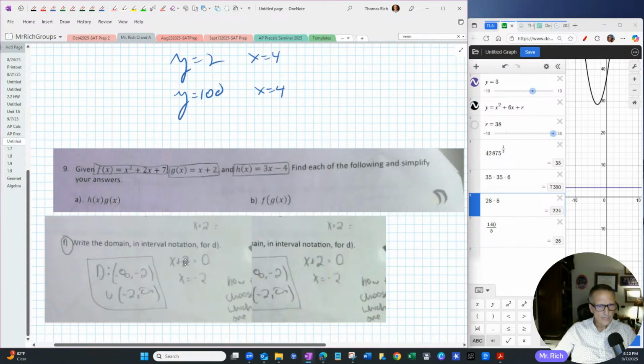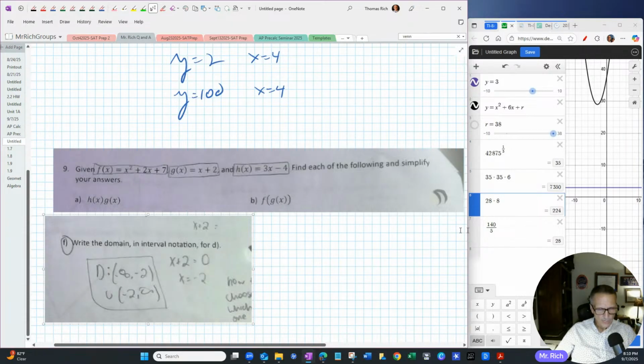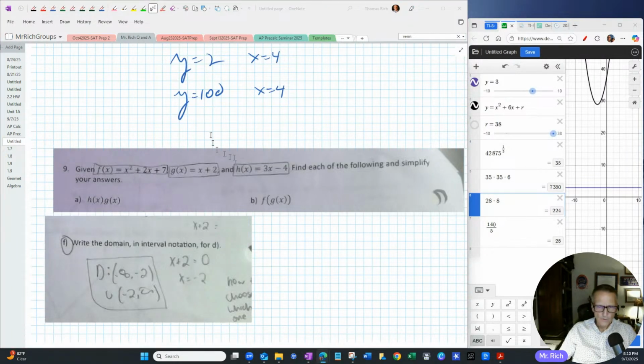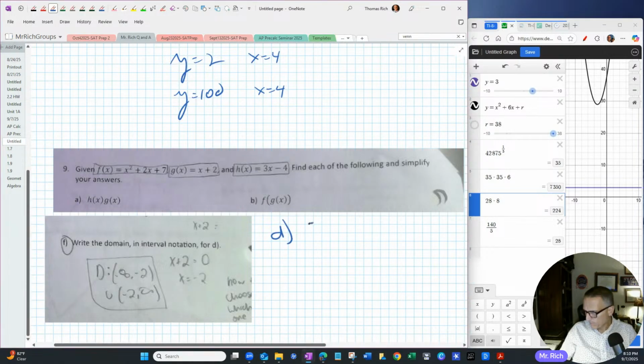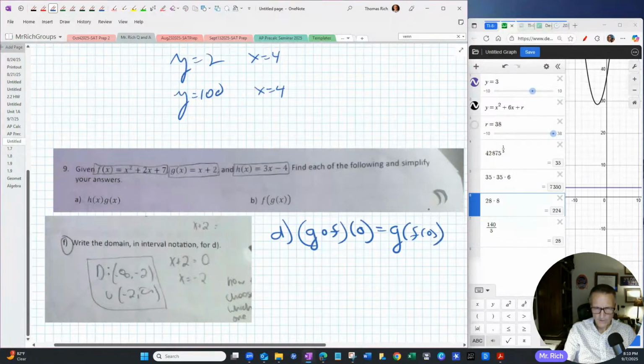It says to write the domain in interval notation for part D. Part D of this problem was g composition f of 0. On part D, the student did find this is equal to g of f of 0. That's what this circle means, g composition f. You first find f of 0, which would be 7, and then it becomes g of 7, because f of 0 is 7. Then you go here and see that the answer is 9. So the answer to D is 9.